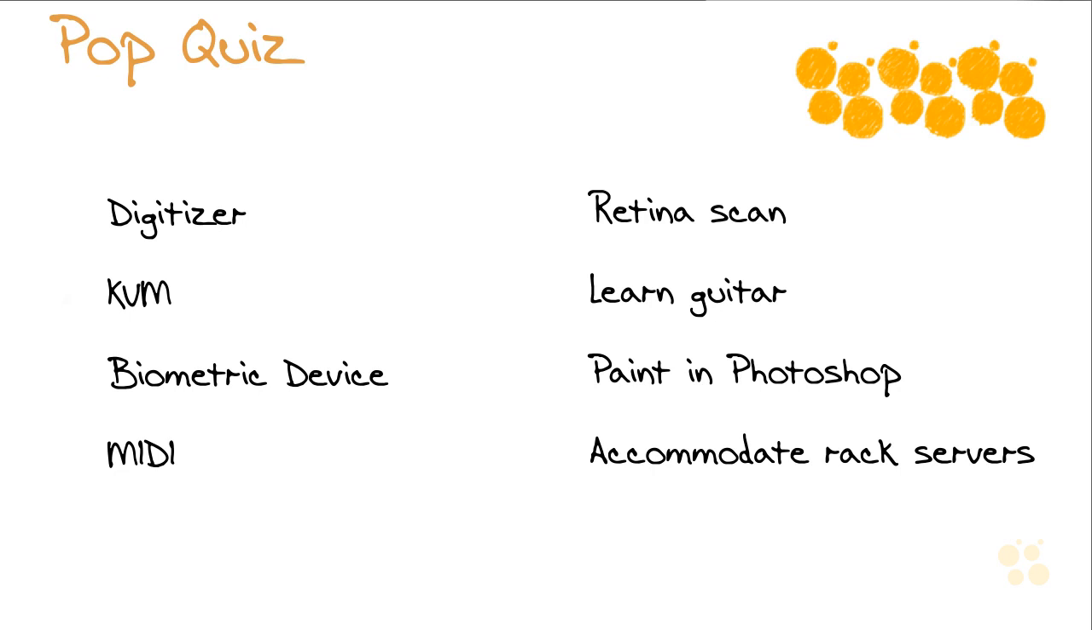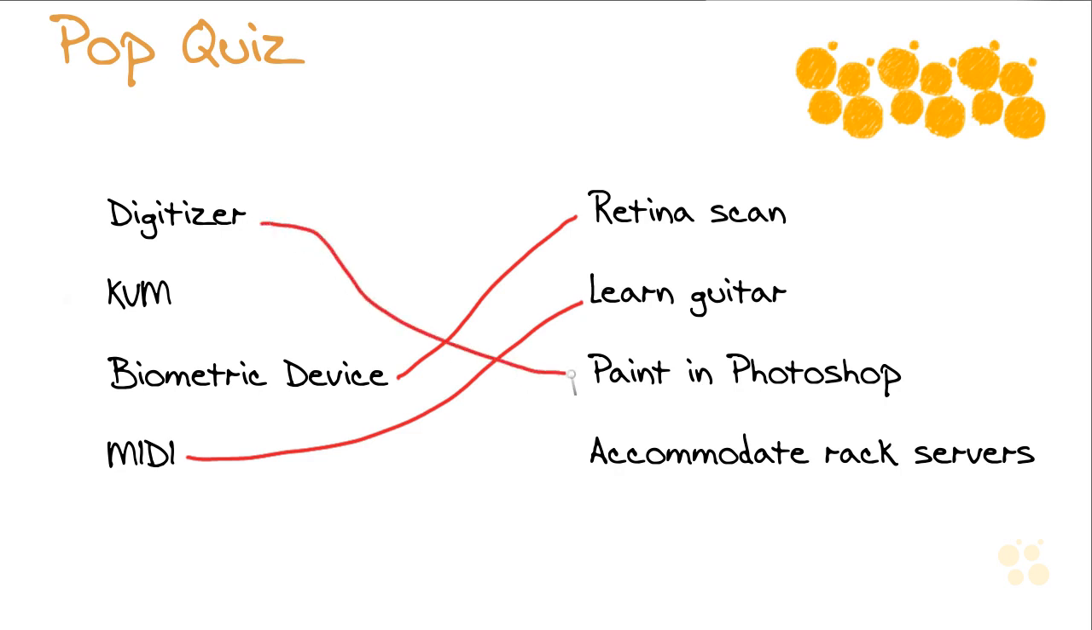Well, retina scan. The retina is in your eyeball, isn't it? And this would be an example of a biometric device. Yeah, like a fingerprint, your eye can uniquely identify you. So a retina scanner would be biometric device type peripheral. How about learn guitar? Yeah, we remember that musical instruments can be digitized with MIDI technology. Painting in Photoshop could be done with the digitizer that takes our pen strokes and converts them on screen for us.